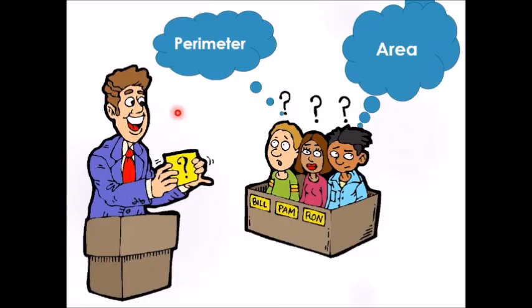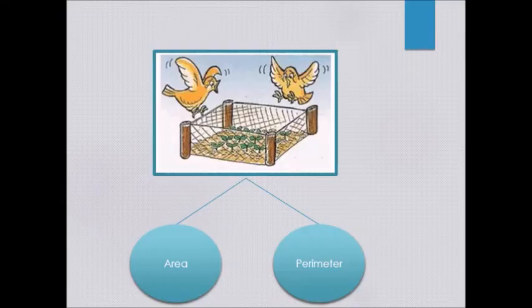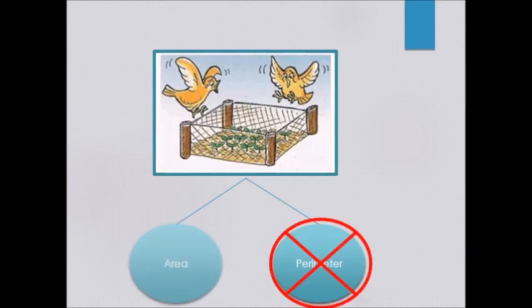Let's have some fun. We will play a game to check if you really understood the difference between perimeter and area. I will read a problem for you and you will choose whether it is a perimeter or an area situation. Sally plans to put a net over the top of her rectangular garden to keep the birds out. Which measurement does she need to take? It's the area.